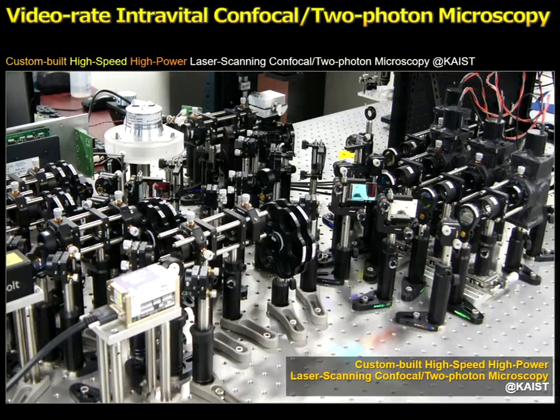So this is the picture of my microscopy setup. This is a full custom build, very high speed, high power laser scanning confocal and 2-photon microscopy setup. So in my lab, we selected and purchased the individual parts and then assembled them like Lego blocks, and then made them work as a full laser scanning microscopy setup.